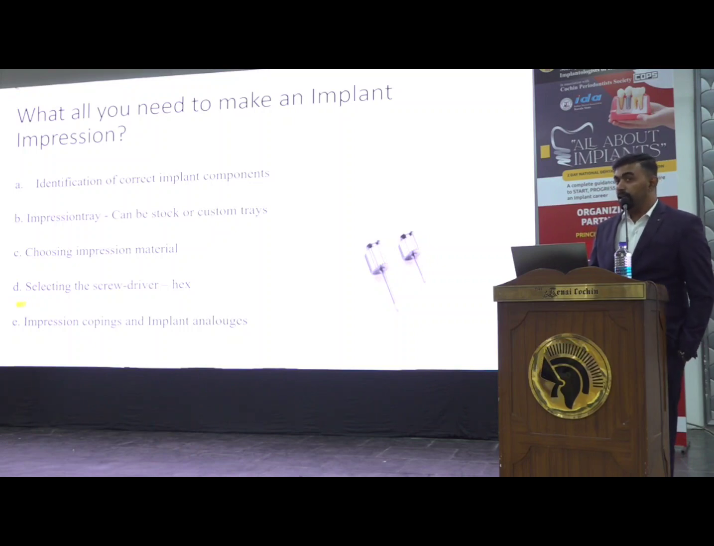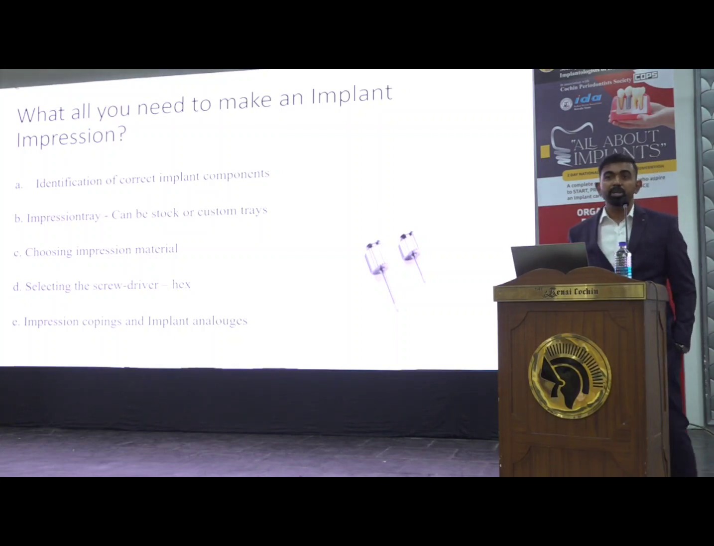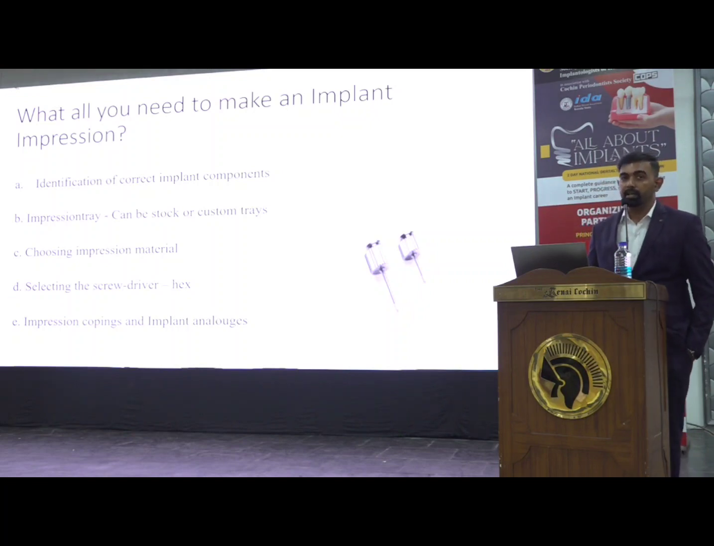For a proper implant impression, these are the requisites. First one is identification of the proper, correct implant components. Then second is the impression tray. You can select a custom tray or a stock tray. Then third one is choosing impression materials. Mainly impression materials used are addition silicone and polyether. These are the ideal impression materials for implant impression.